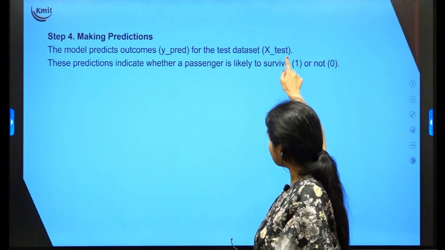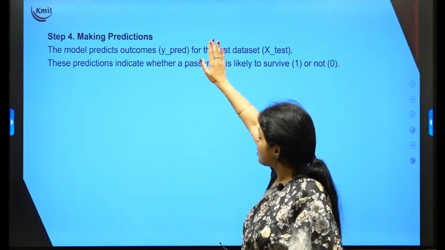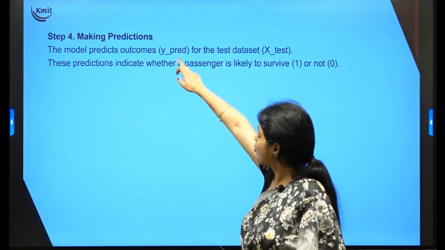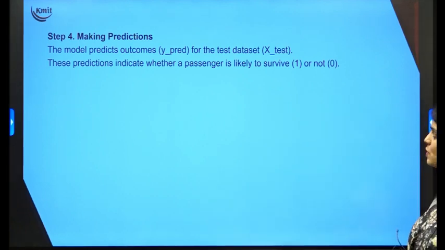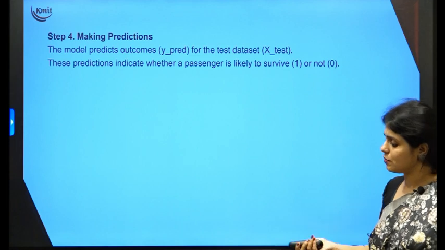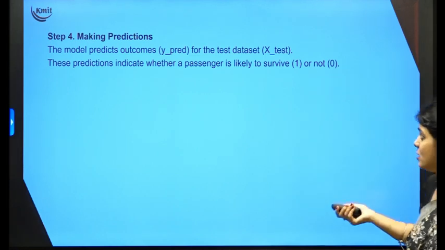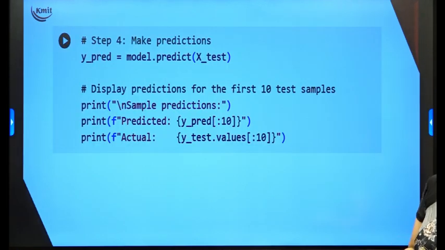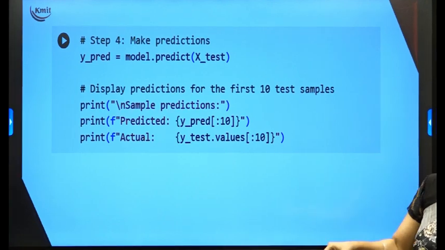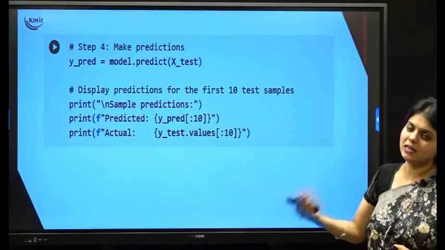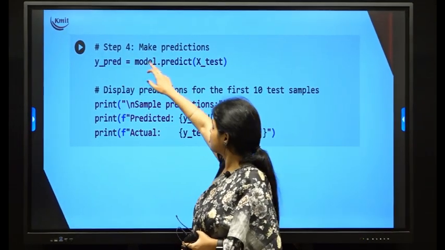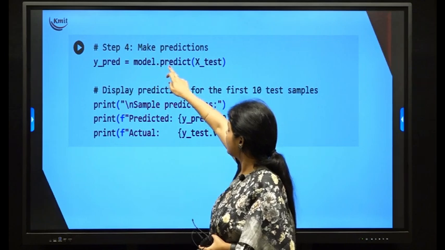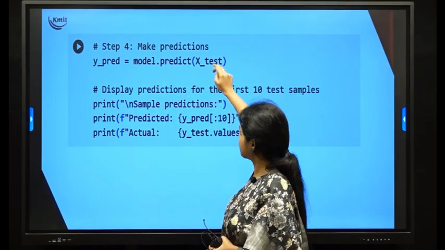I know what is y test. Instead of y test, I want to hide them, and for given X test, I want my model to go for y predictions. So these predictions will indicate whether a passenger is likely to survive or not, and that would be compared with y test. X test is the input, y test is the output which we already know, but I want to hide that and go for y predictions. So here I am going for y predictions, that is I have already developed a model and I am using the function predict for X test.